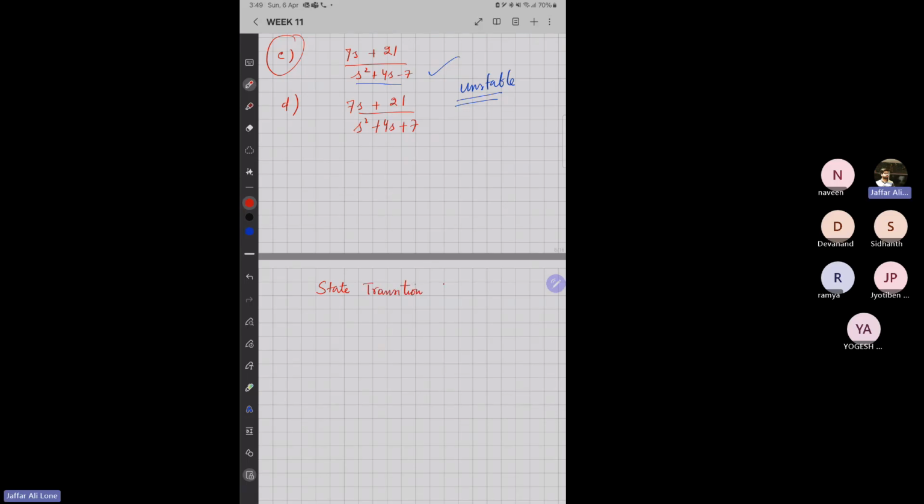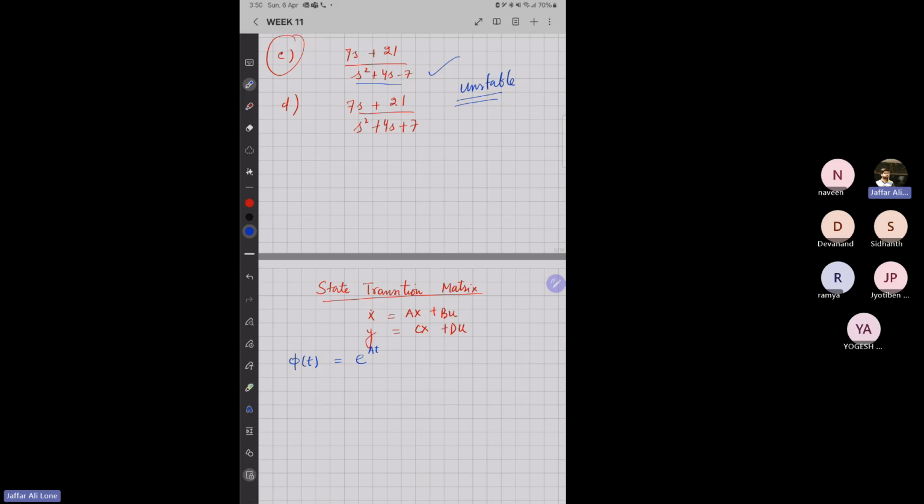So how do you find this state transition matrix? For example, again, if you are given a state space system, x dot is equal to Ax plus Bu, y is equal to Cx plus Du, then how you can find the state transition matrix? This state transition matrix is represented as phi of t, or it's a matrix exponential. You'll learn it in detail in the next week, maybe.